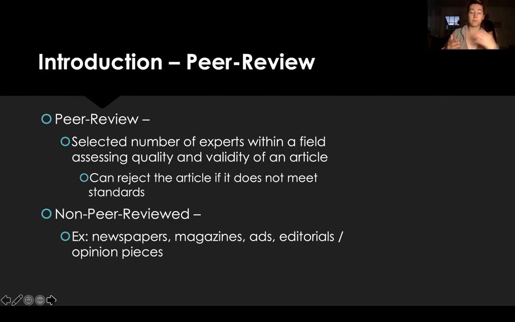and then if they give it the yay, the authors can go on and publish the article. But if they give it the nay, they'll usually go back and edit something, or if there's something egregious with the article, then the article just won't be published. And then non-peer reviewed articles are like newspapers, magazines, ads, things that aren't reviewed by experts, essentially. And peer review, you'll usually just find in a journal, while non-peer review sources, you can find just anywhere on the internet.